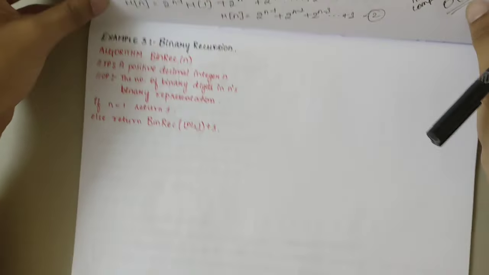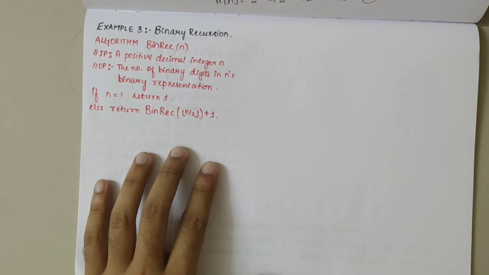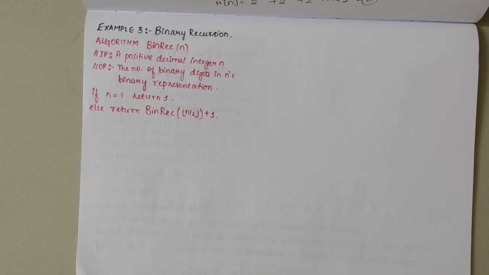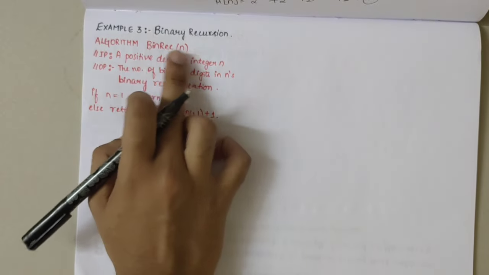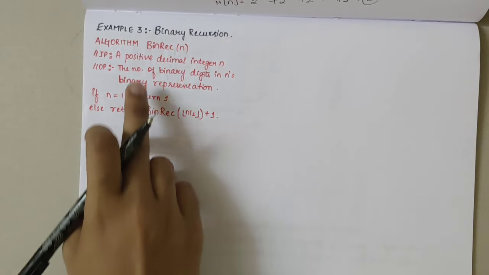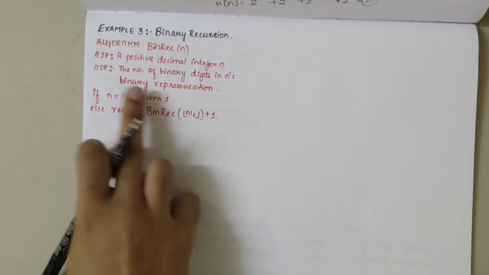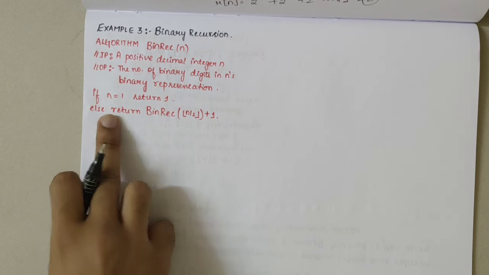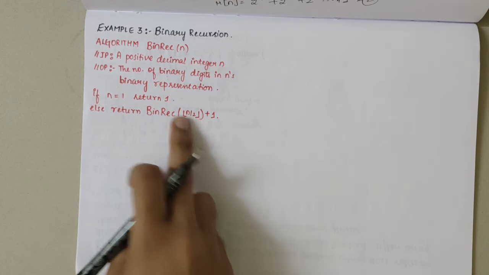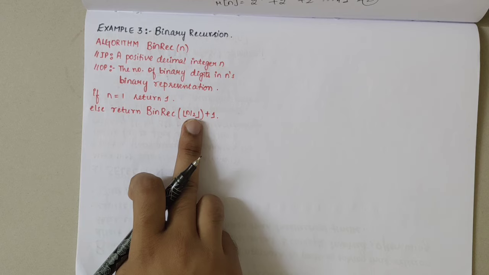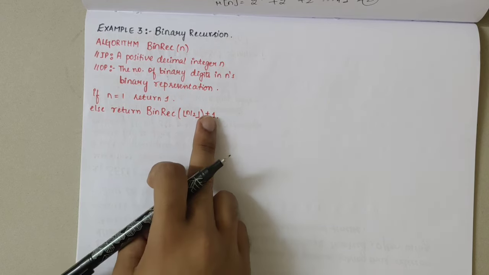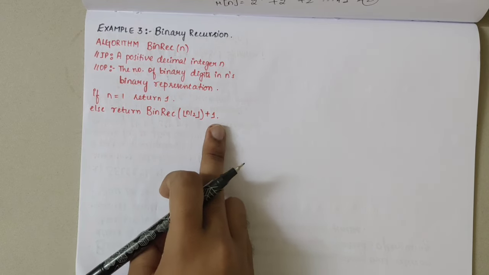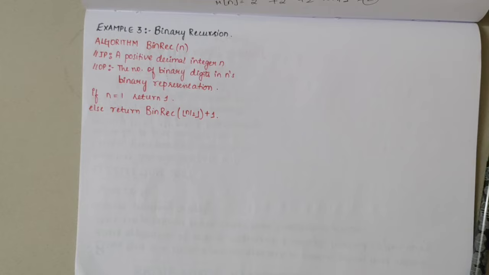So let's move on to the third example here, which is binary recursion. The algorithm Binary takes an input n and returns the number of binary digits in n's binary representation. If n is 1, then return 1, else return Binary of floor of n by 2, plus 1. This is the floor function, so it rounds off to the lower value, plus 1. We'll look into this with an example.